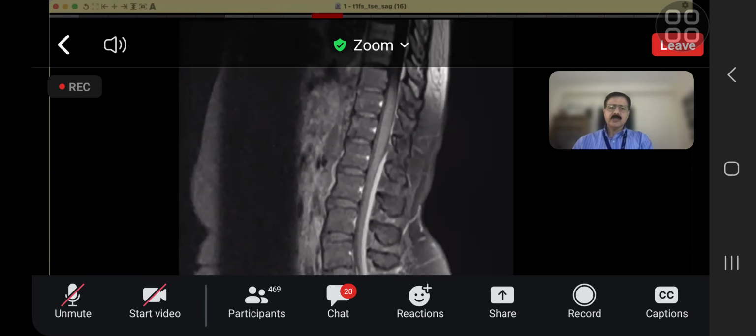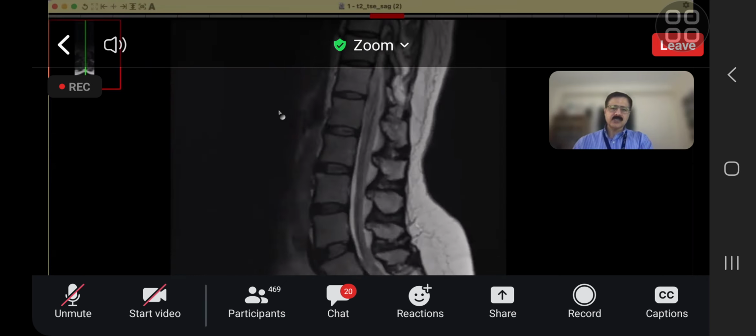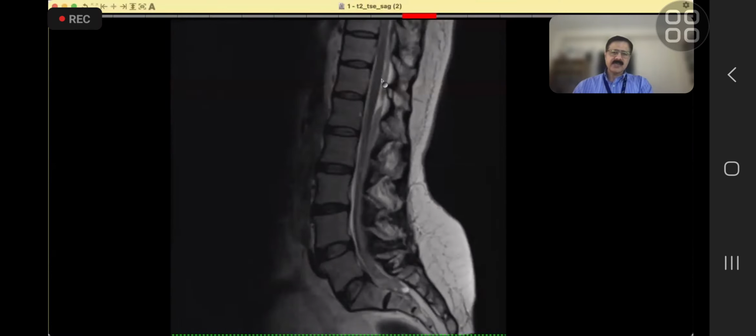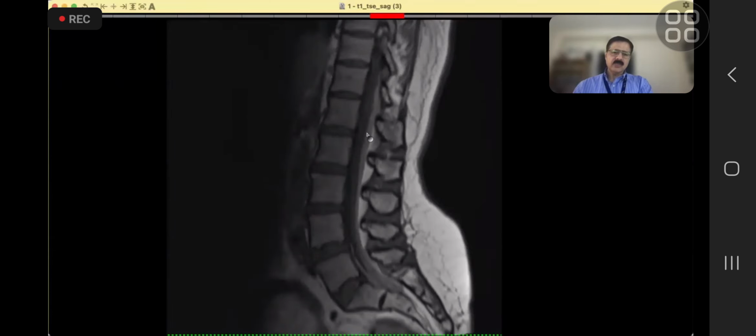Now let me go through the case quickly. And so the key thing is that it was very well picked up on this T2 weighted sequence that something is wrong and something extra is there. This is the conus, and what is this? Something extra is there. So then I showed a T1 weighted sequence, which is this one. And again, this is it.